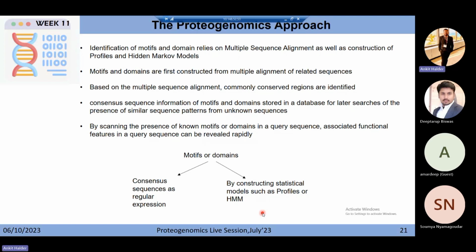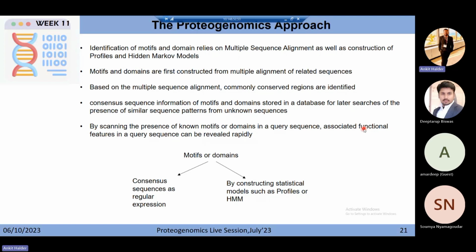So motifs and domains are first constructed from multiple alignment of related sequences. You can understand that if you try to identify certain conserved regions of those sequences, then you need to first align those related sequences. Then, based on that multiple sequence alignment, you will take the commonly conserved regions and identify them. Then the consensus sequence information of motifs and domains is stored in a database, so you can look for the presence of similar sequence patterns in your unknown sequences, that is, the functional features in a query sequence.